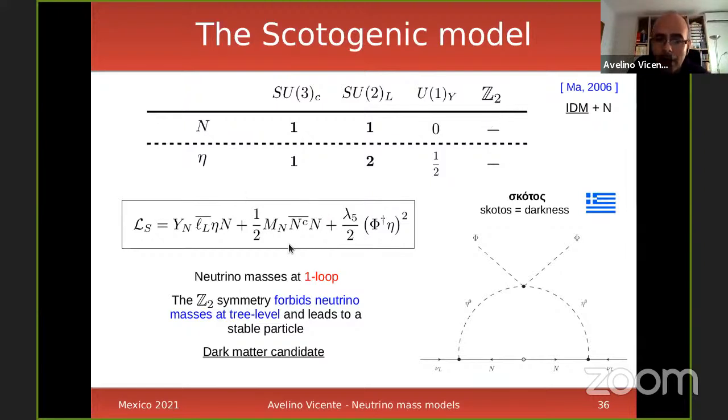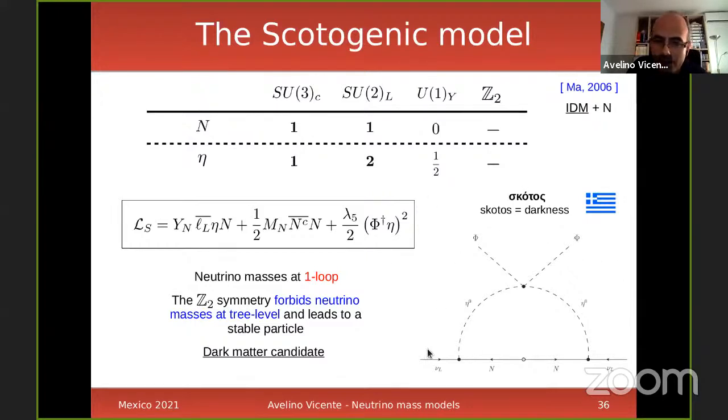Now, you can also have Majorana masses for the N fermions, and there is a very important coupling in the scalar potential, a quartic coupling that is typically called lambda 5, between the standard model Higgs doublet and eta, that is given here. And you can get neutrino masses at the one loop level, as you can see in this diagram.